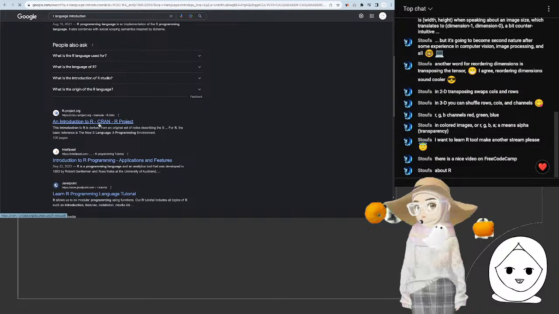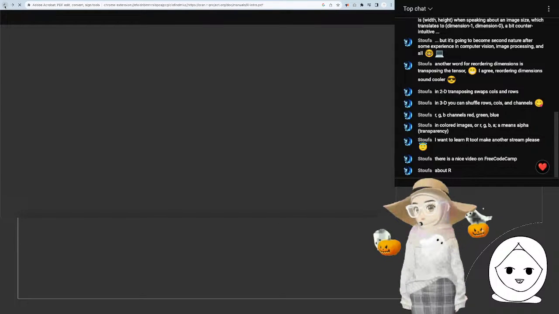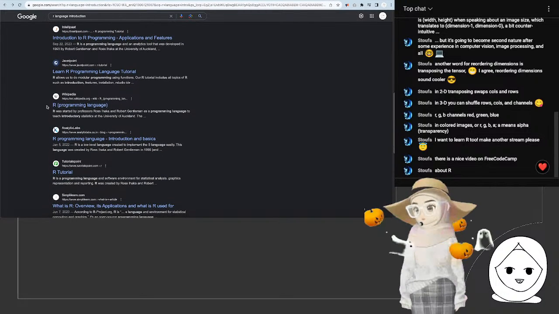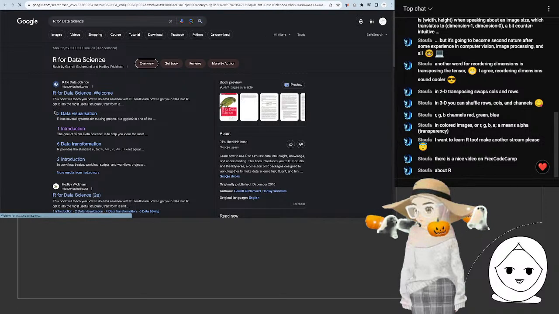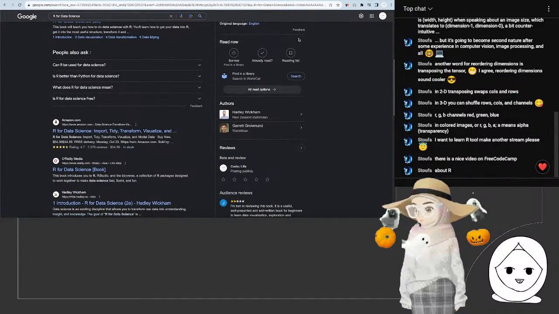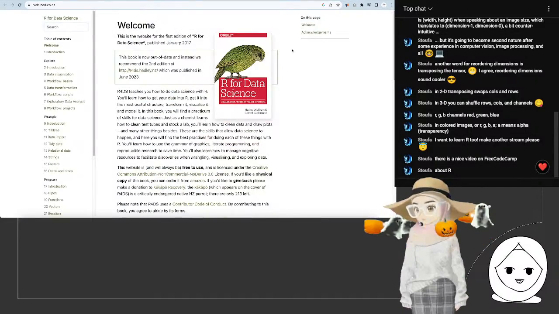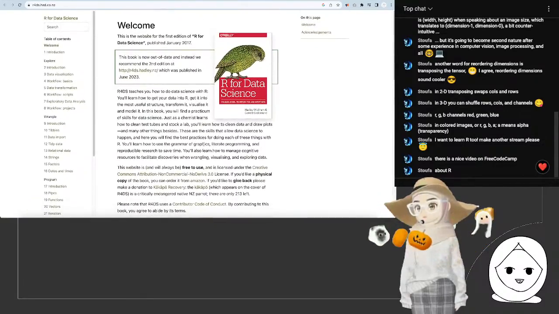Which book was it that I was... Not this. Anyway. R for data science? Isn't that the one I just opened? Yes, it was. Apparently it's this one. Anyway. Why is this different? Anywho, I'm gonna double check whether it's this one or not.